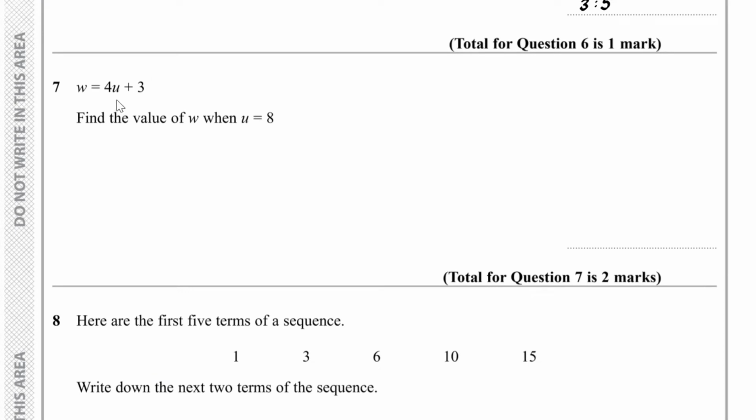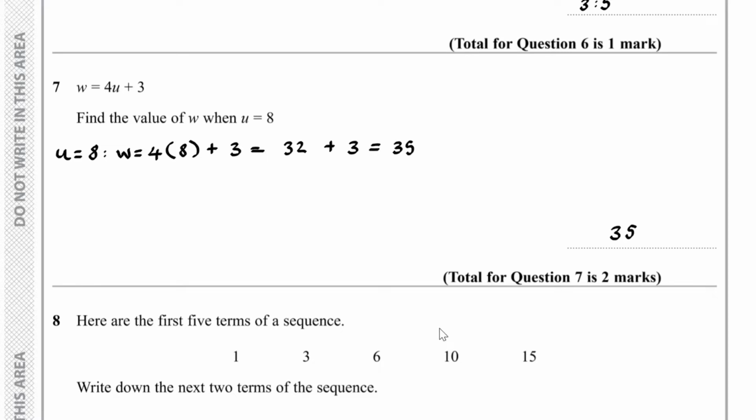Question 7. w is equal to 4u plus 3, and we have to find the value of w when u is equal to 8. So when u is equal to 8, w is equal to 4 times 8 plus 3. 4 times 8, that's equal to 32. We add on 3, so we get 34. Sorry, we get 35.